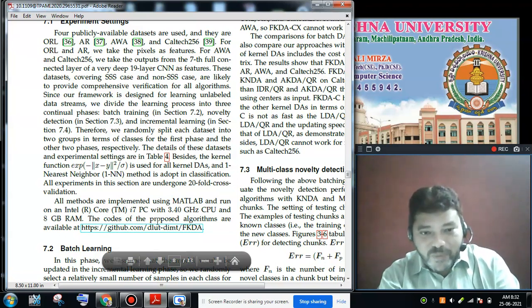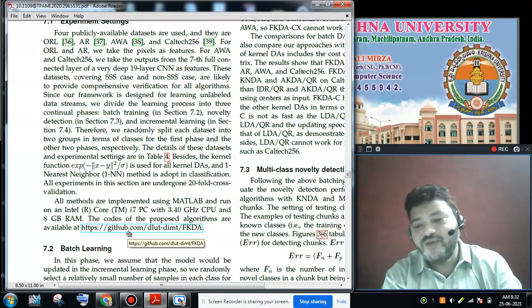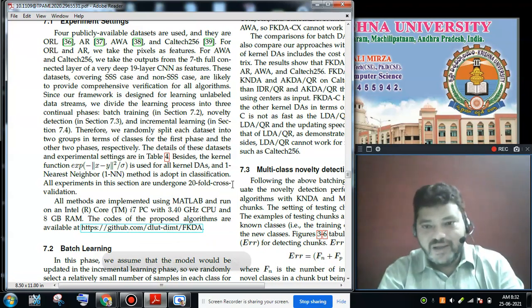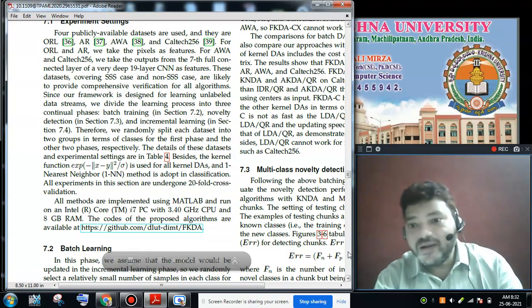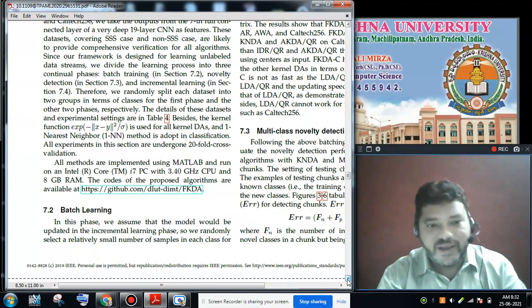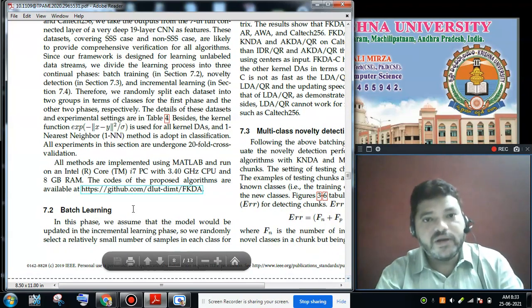The code for the proposed algorithms is available on GitHub. So just go and get that one. Click that link, go there and download this FKDA, factorization free kernel discriminant analysis. Then you have the algorithm, you have the datasets. Now it's your turn to do what others did here. At least try. So they made three types of learning.